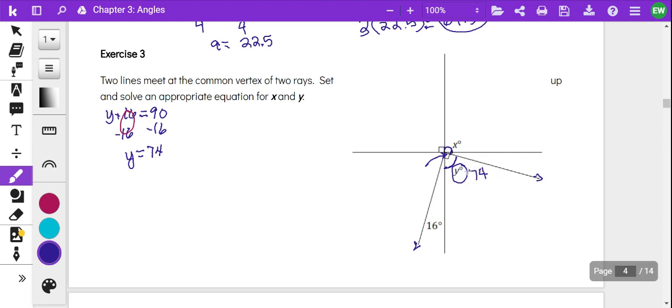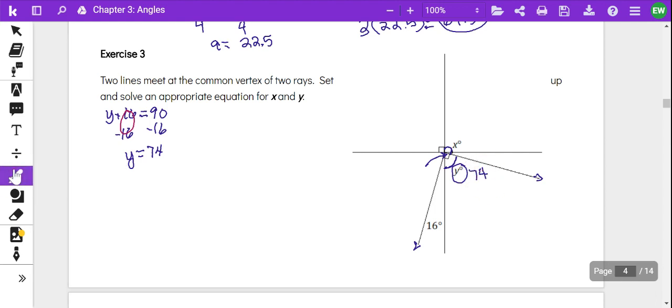And then let's look at our other relationship. I'm going to go to a different color here, because now I'm looking at the relationship between x and y. Y ends here, x ends there. So if I look at that closely, I have supplementary angles here. So now I can set up an equation to solve for x, since I know the value of y. So go ahead and set that up and solve for x. Come back and check, see what you get.